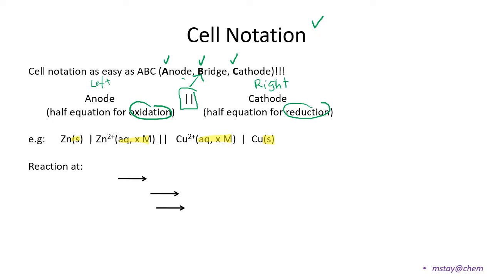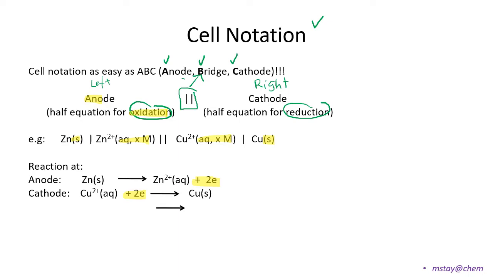As we know, the left hand side represents the reaction that happens at the anode, and the anode always undergoes oxidation. That's why you will notice that zinc will produce Zn2+ by losing 2 electrons. Next, the right hand side is the cathode, which will undergo reduction, where you will notice that Cu2+ gains 2 electrons to form copper.